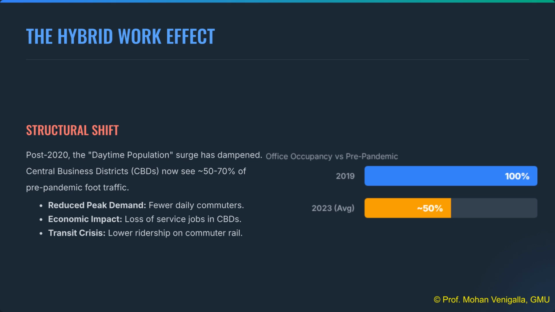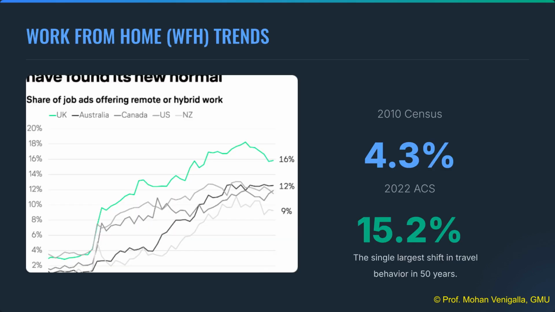Hybrid work is a structural change, dampening the, quote, daytime population surge. Central business districts now see 50 to 70% of pre-pandemic traffic. This means reduced peak demand, an economic hit to service jobs, and a financial crisis for commuter transit. This is the biggest travel behavior shift in half a century. Work from home jumped from 4.3% in 2010 to over 15% in 2022, fundamentally changing demand patterns.